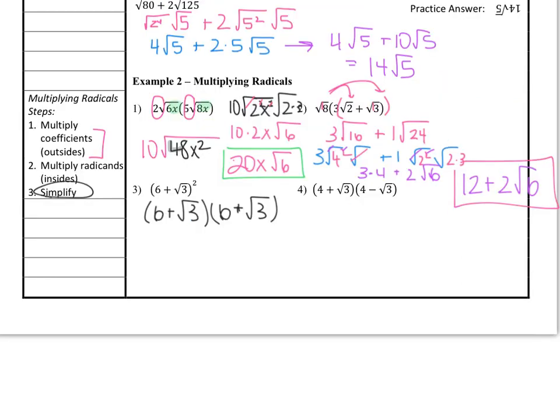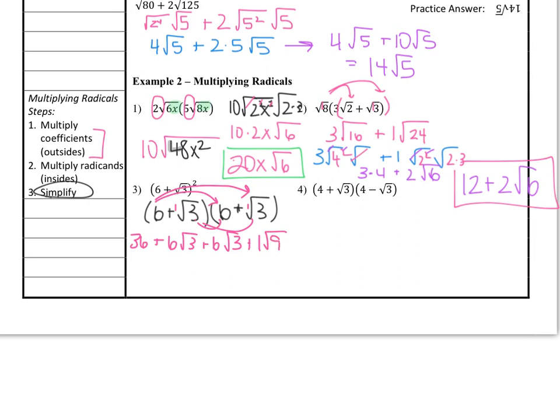So now I'm double distributing. I've got 6 times 6 to give me 36. 6 times radical 3 is 6 radical 3, plus another one of those, plus radical 3 times radical 3. So there's a 1 out here, a 1 out here. 1 times 1 is 1. And then radical 3 times 3 is 9.